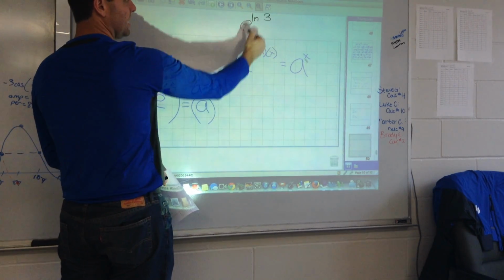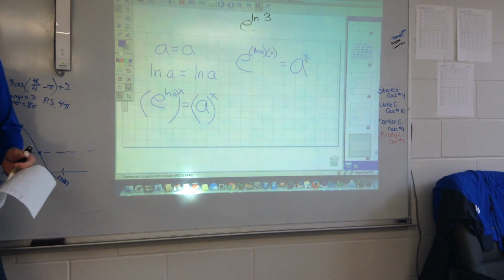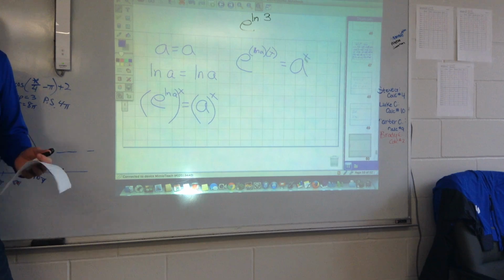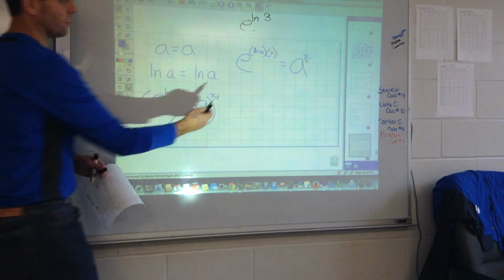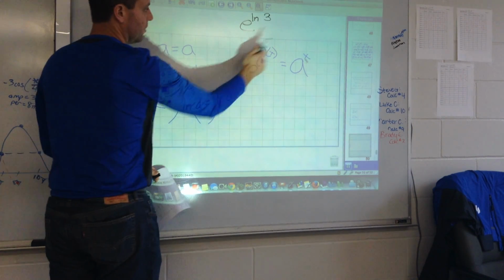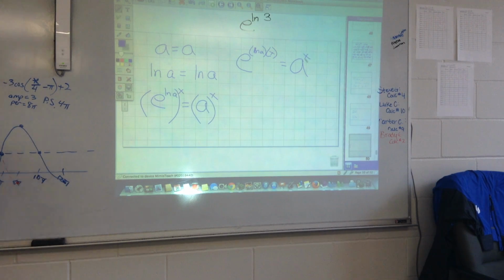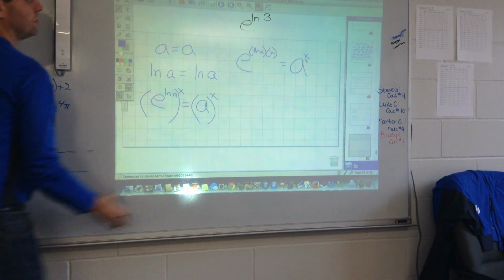Also, we may have simplified problems like this before in Algebra 2. E to the natural log of 3, you know what that equals? The e and the natural log cancel each other out in a sense, and it becomes 3. So that's really what's going on here. E to the ln of a is really just a. So you have a raised to the x power equals a raised to the x power. I'm just writing it two different ways.